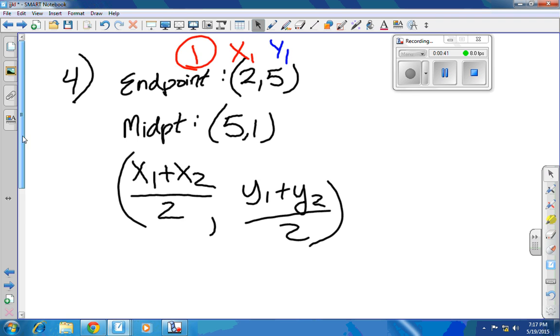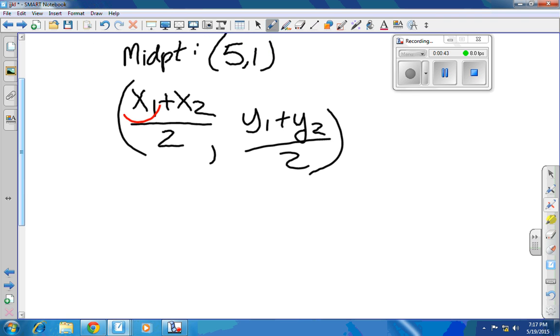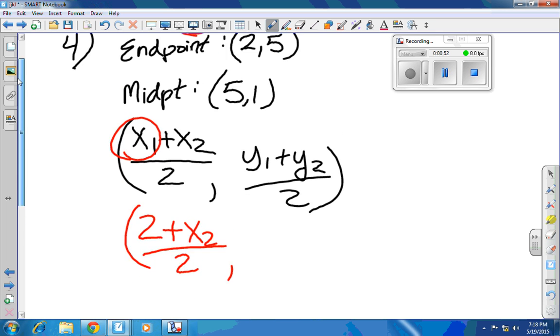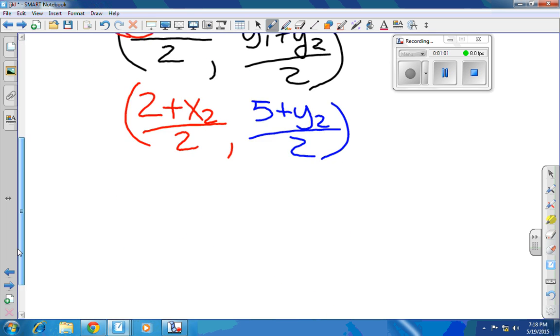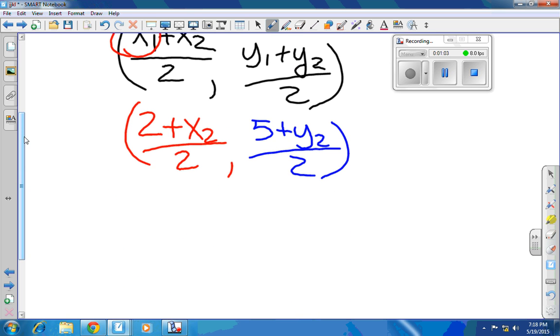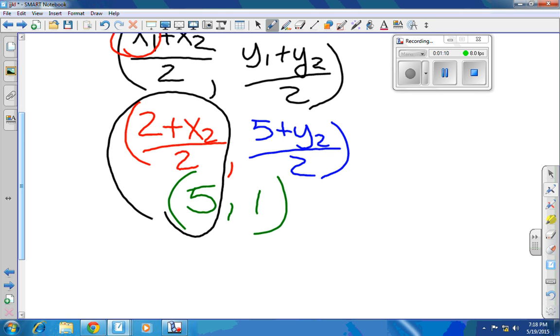So x1 we know is 2. y1, I think it was 5. Yeah, y1 is 5. And the other piece of information that we know is that the midpoint is (5, 1). Using this information, I can write an equation. 5 is supposed to be equal to (2 plus x sub 2) divided by 2.